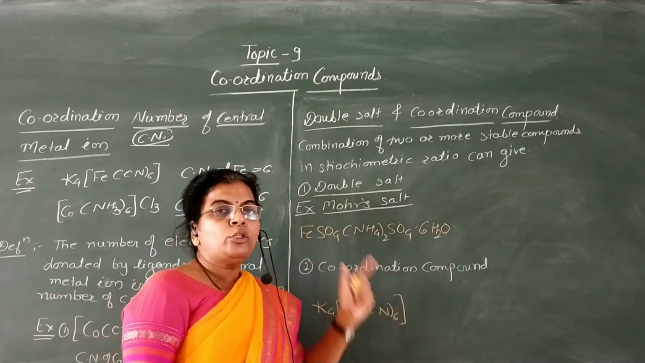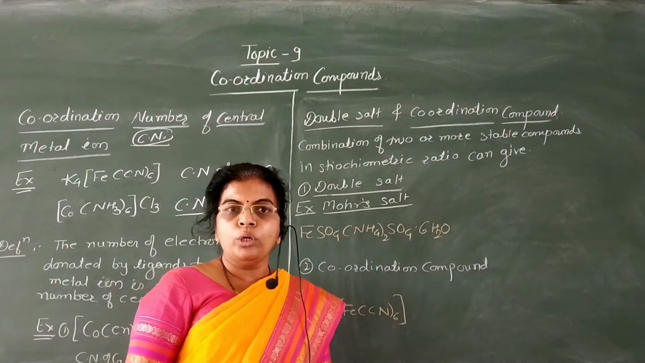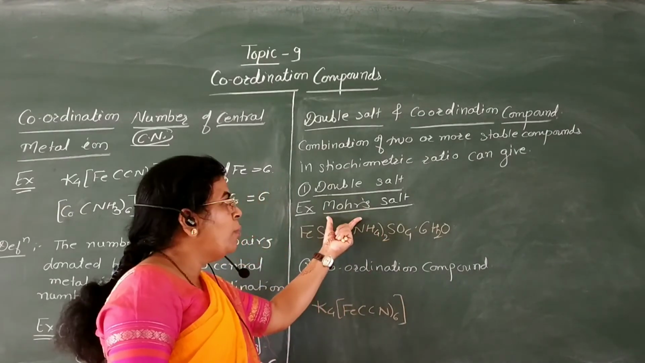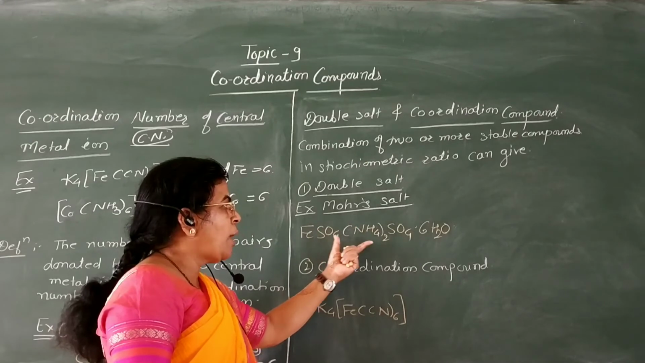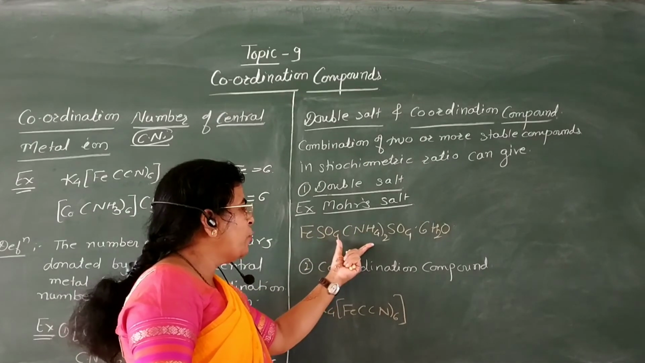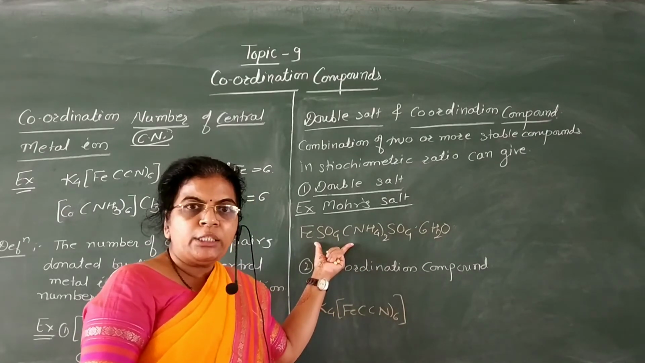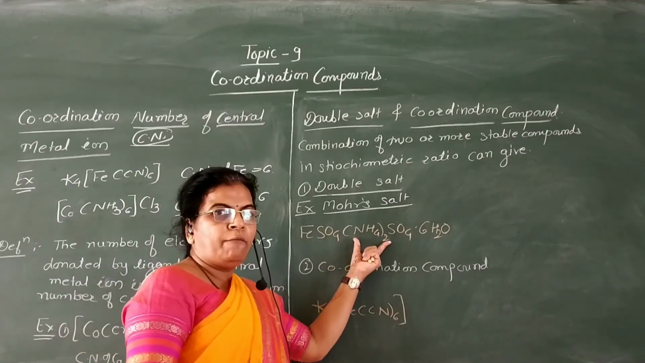Now this double salt is nothing but a mixture of 2 or more salts. For example, Mohr's salt or ferrous ammonium sulfate salt. Here, this ferrous ammonium sulfate is the combination of ferrous sulfate and ammonium sulfate.